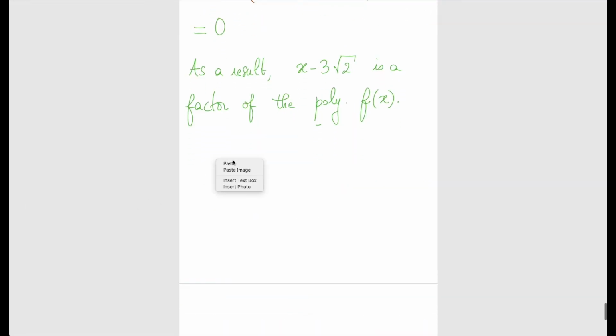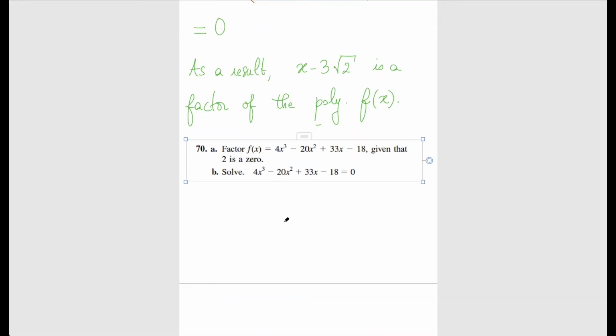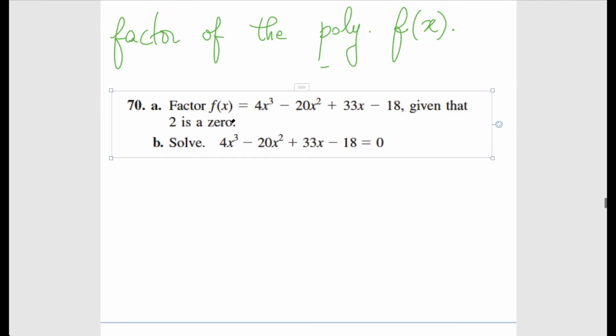Okay, so we paste it. Let's read the question. Factor f of x. So they want us to factor the function f of x. What does it mean to factor a polynomial? It means to write it as a product of things, right? This is a sum of things, sums and differences of things. I want to write it as a product. This is what factor means.